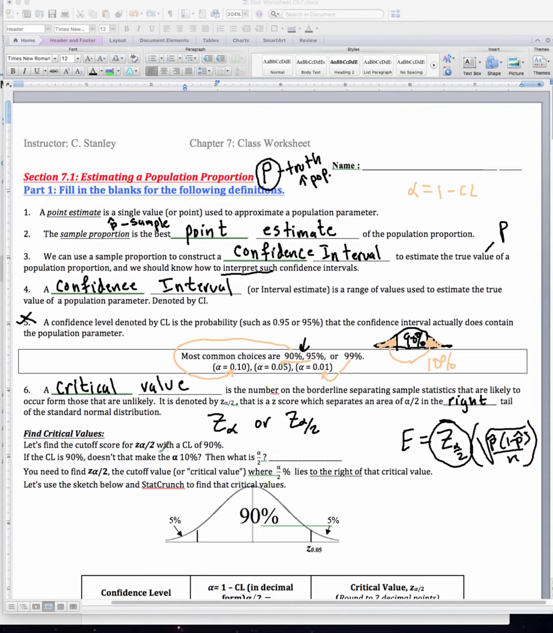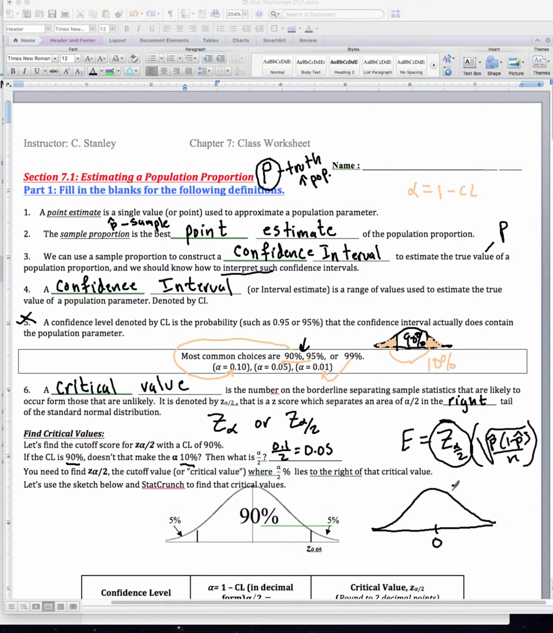Let's find the cutoff for alpha divided by 2 with a CL of 90. If the CL is 90%, does that make the alpha 10%? Yes, that's true. If that's 90, then alpha is 10. Then what is half of 10%? You could get your calculator and put 0.1, that's 10%, divided by 2, and you end up with 0.05. So we need to find the alpha divided by 2 cutoff. In this case, it's going to be the area to the right of the critical value. So we're going to have to go to StatCrunch and go to our normal calculator.